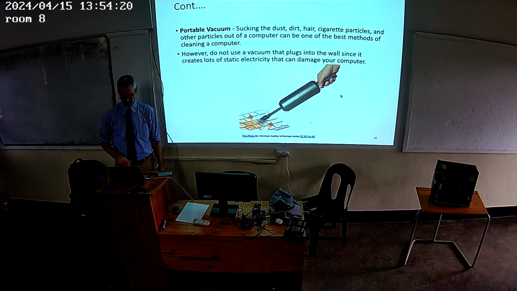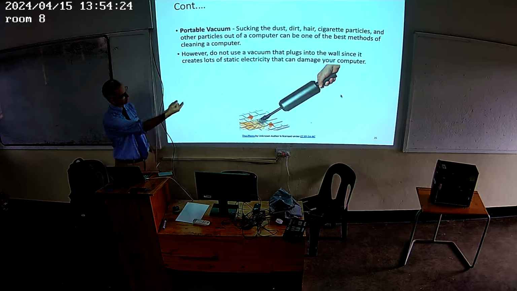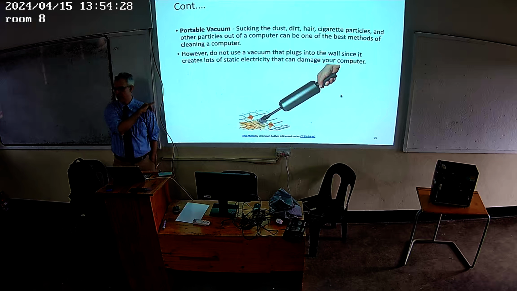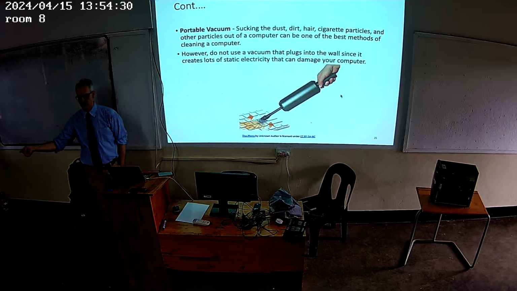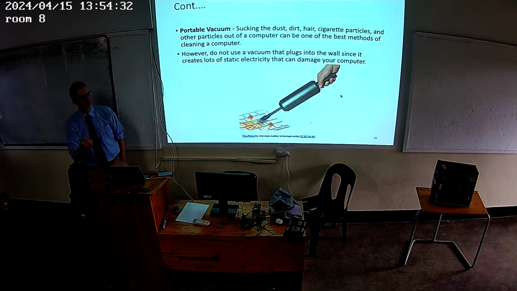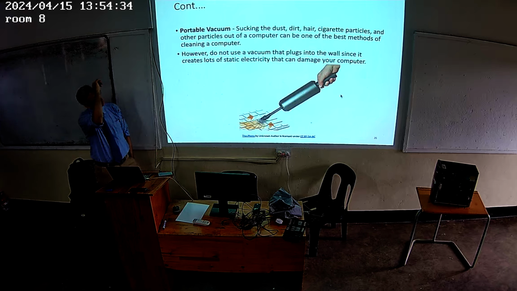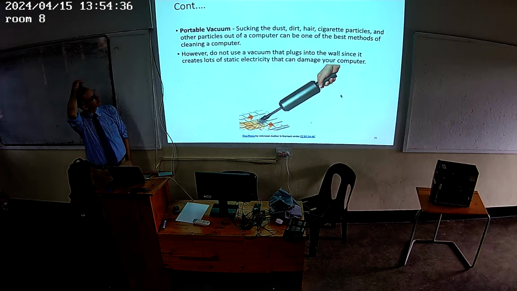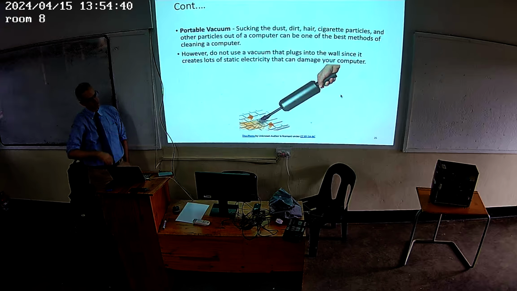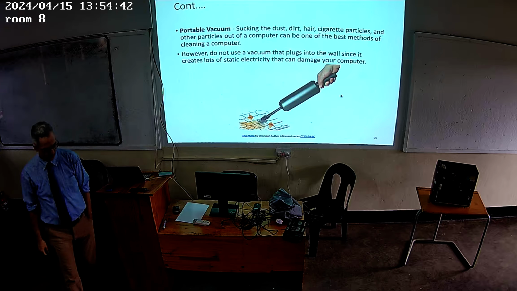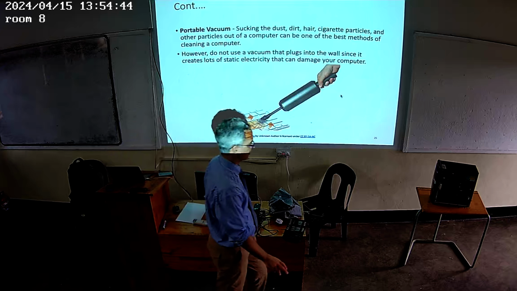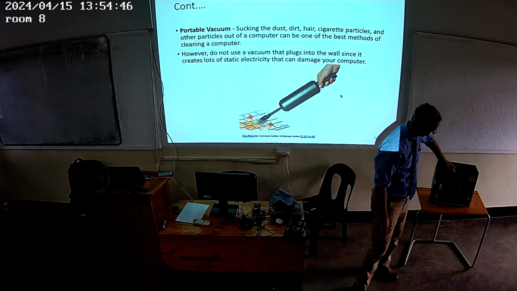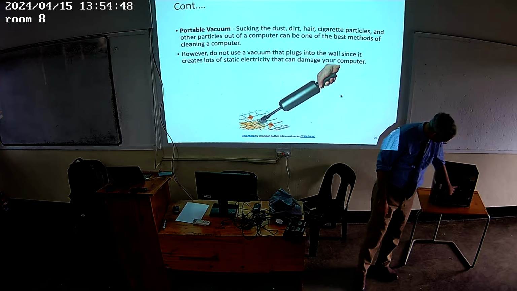The other thing you can use is a portable vacuum. So they look like this. Notice, this is battery operated. It's not connected to the wall. This can be one way to clean, especially the outside, and very carefully, maybe the metal parts inside, but not close to the computer.